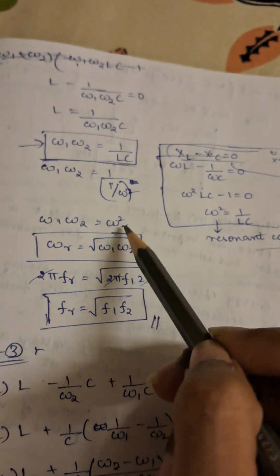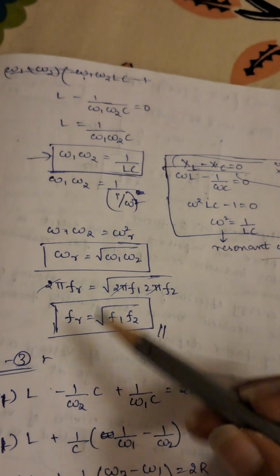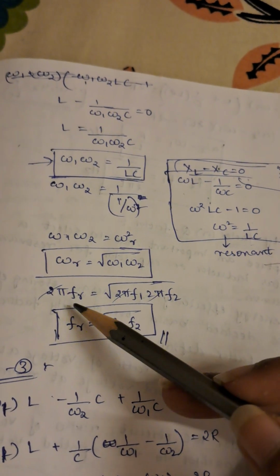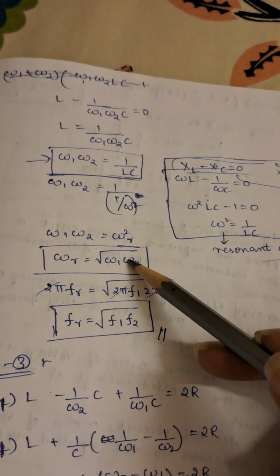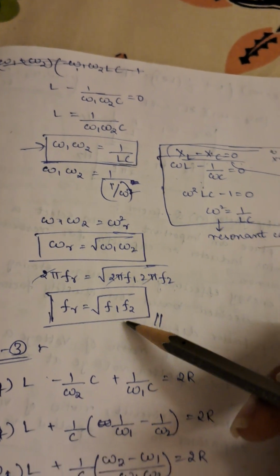Omega 1 omega 2 is equal to omega r squared. Omega r is the square root of omega 1 omega 2. Omega r can be written as 2 pi fr, where fr is the resonant frequency. Omega 1 is 2 pi f1 and omega 2 is 2 pi f2. So fr is the square root of f1 f2.